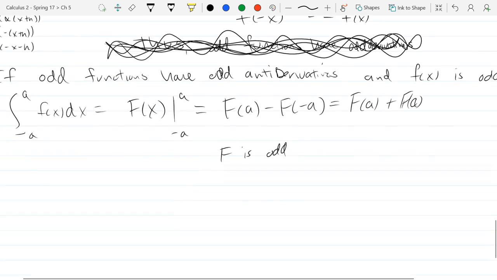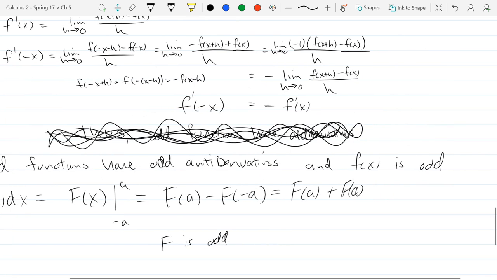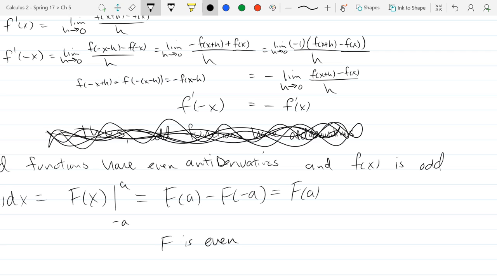So let's correct our supposition. So this should be even. F is even. Big F is even. So what is big F of negative a? That's big F of regular a. So now that cancels out to 0 right there. All right.